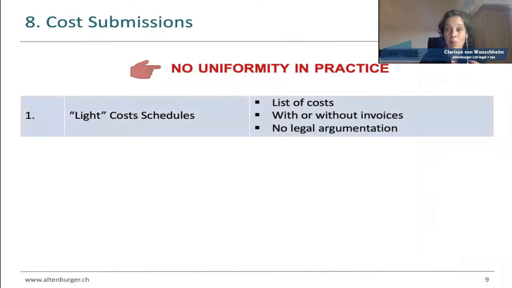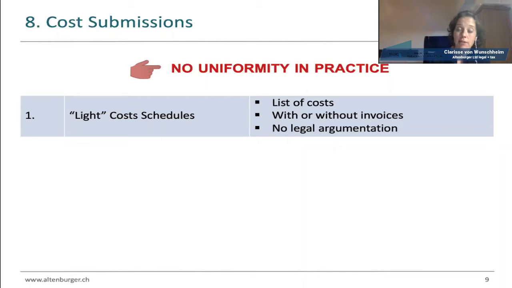The first is what I would call, and please don't quote me on that, these are just casual terms to help you understand what the cost terms actually mean. So the first one is the light cost schedule. And by that I mean that the parties just file the list of costs. They may or may not add the invoices, and they don't add any legal argumentation, so they just send in the list of all the fees and expenses they had.